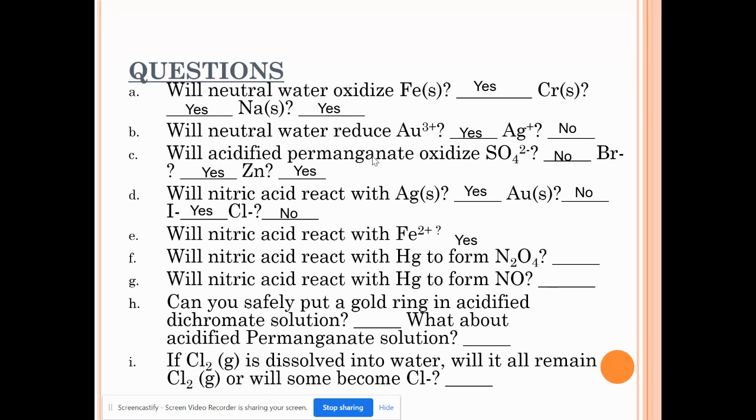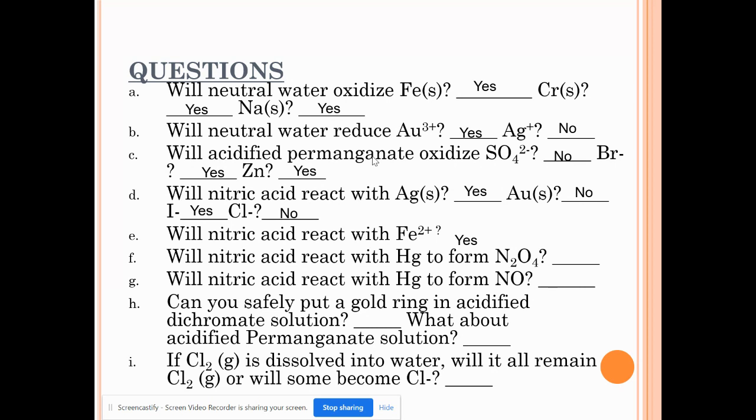All right, so this one's a little bit more tricky. Will nitric acid react with Hg to form N2O4? You look at your table and find your nitric acid, and it's going to be on the table twice. You have one at 0.96, and another at 0.80. Then you see two mercuries as well, one at 0.85 and another at 0.80. The reaction that's going to happen is the one that's furthest apart. It's a spontaneous reaction.